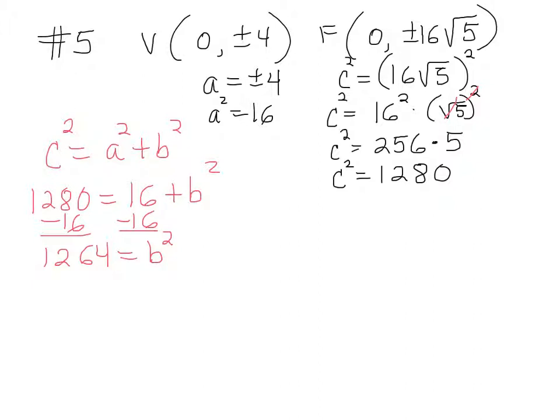And now I need to know how this hyperbola is opening. My vertex tells me that is 0 plus minus 4, and the foci is 16 square root of 5. That is somewhere up here, because 16 square root of 5 was a big number, right? It's 256 times 5, so it's a huge number somewhere over here and somewhere in the bottom. So therefore, the hyperbola should be opening up and down.